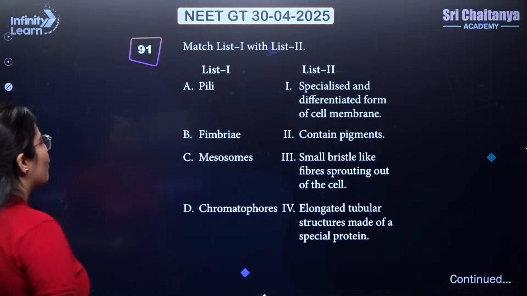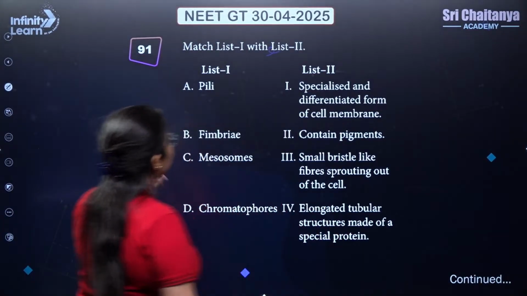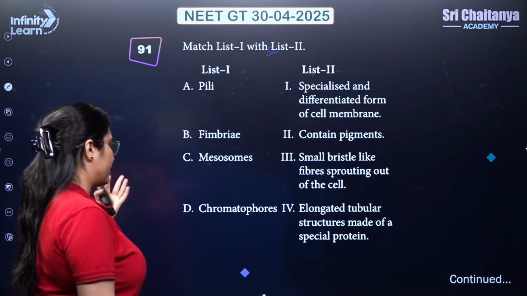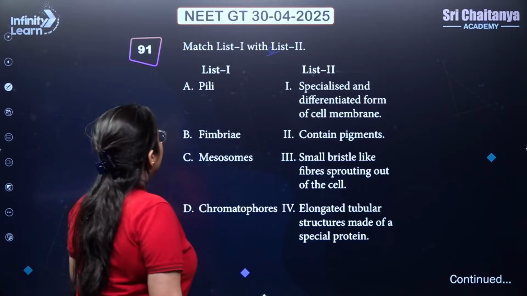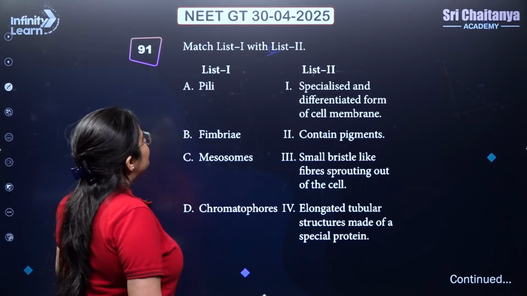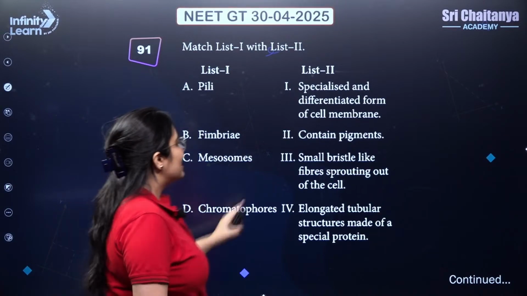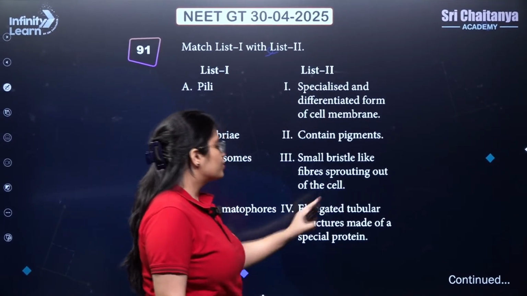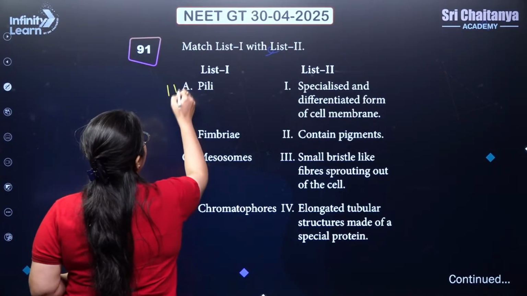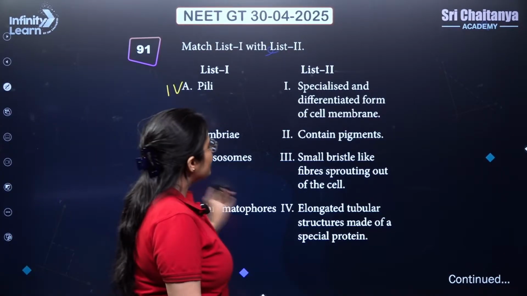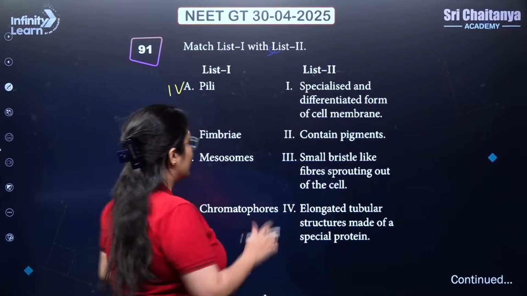First question on your screen. It was a match list 1 with list 2. Very simple, from your Cell the Unit of Life chapter. See, the first one is Pili. Pili is going to match with elongated tubular structure made up of special protein. So, pili is 4. Fimbriae is small bristle-like fibers sprouting out of the cell.